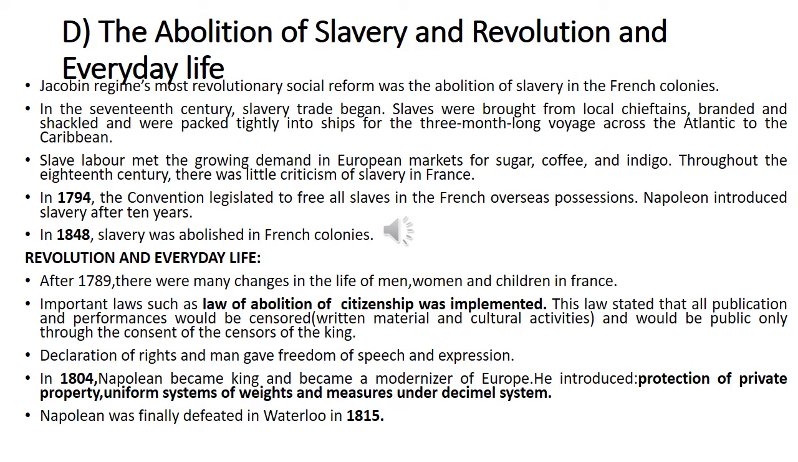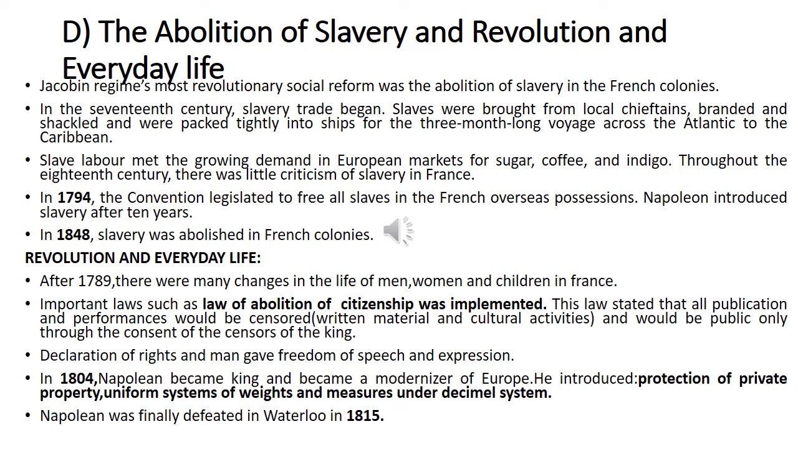Children, the French Revolution, the first revolution in world history, had a great impact on everyday life. Now, we will study what was the revolution's effect on everyday life. After 1789, many changes took place in the lives of women, men, and children in France.